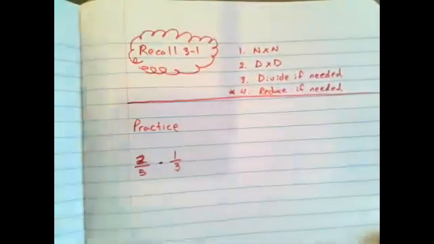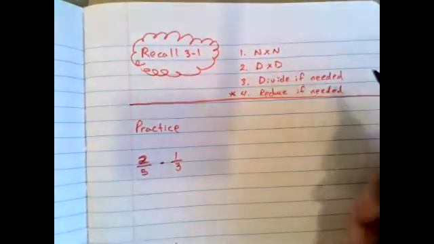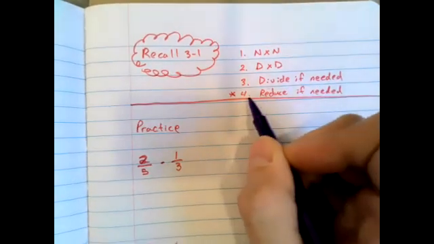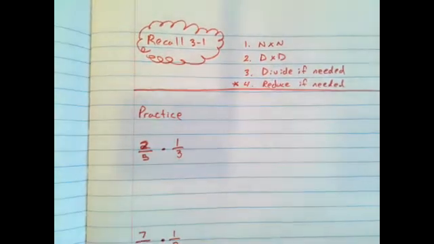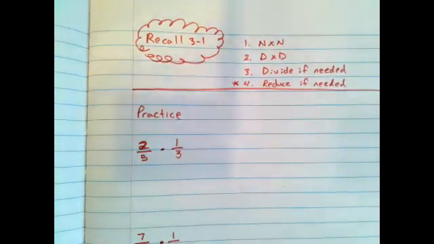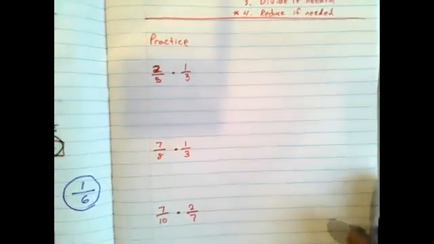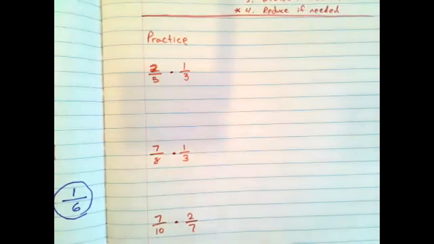Let's see. Just recall back from 3-1, numerator times numerator, denominator times denominator. Way back there, we divided if needed. Today, I'm going to add one that says to reduce if needed. And we have talked about reducing fractions. Here are 3 sample problems for you to try. You can go ahead and pause. Give it a shot.